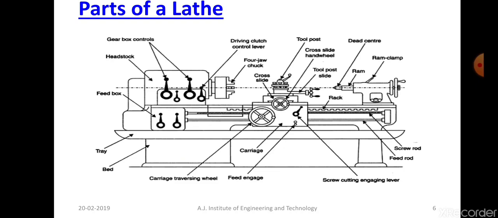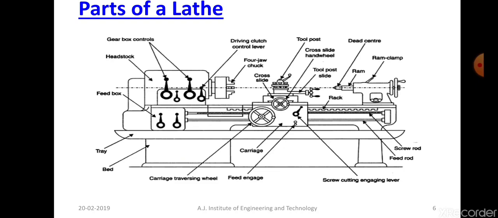And on top of the bed you have the tray. The purpose of the lathe tray is that whenever material is continuously removed from the workpiece, the chips, the unwanted material, shouldn't be allowed to fall onto the floor. So we have kept a tray in between so that all the waste material falls on the tray and can be cleaned and collected later. That is the purpose of a lathe tray.